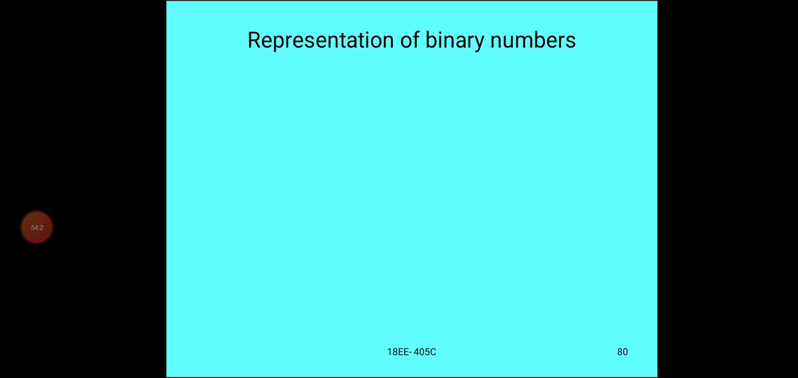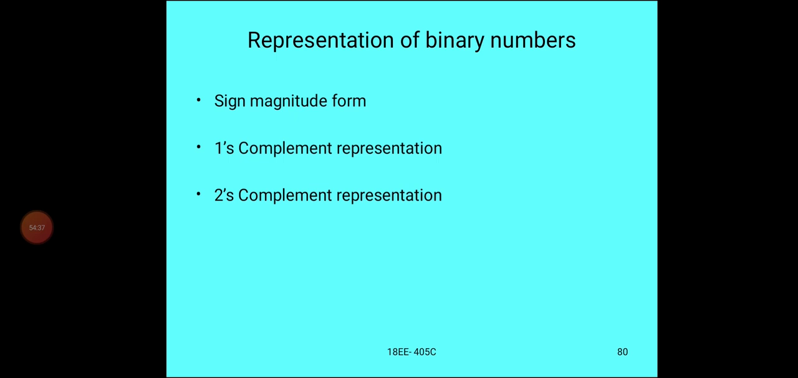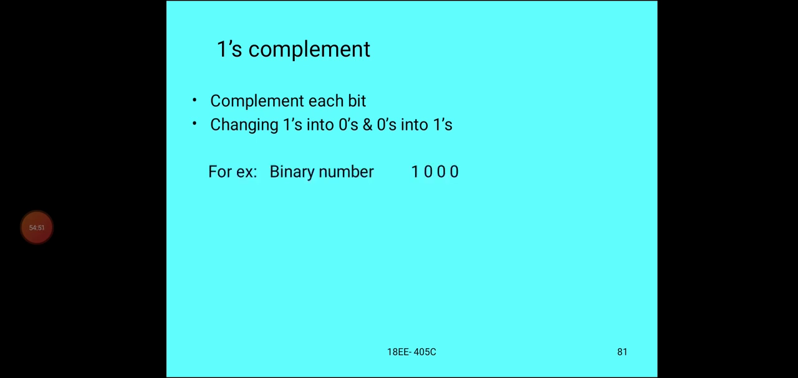Decimal equivalent representation of binary numbers: sign magnitude form, 1's complement representation, 2's complement representation. 1's complement: complement each bit, changing ones into zeros and zeros into ones. That is 1's complement. For example, binary number 1001. Here the 1's complement of this is 0110. So 1 is complemented and represented as 0, 0 complement is 1, 0 complement is 1, 1 complement is 0.